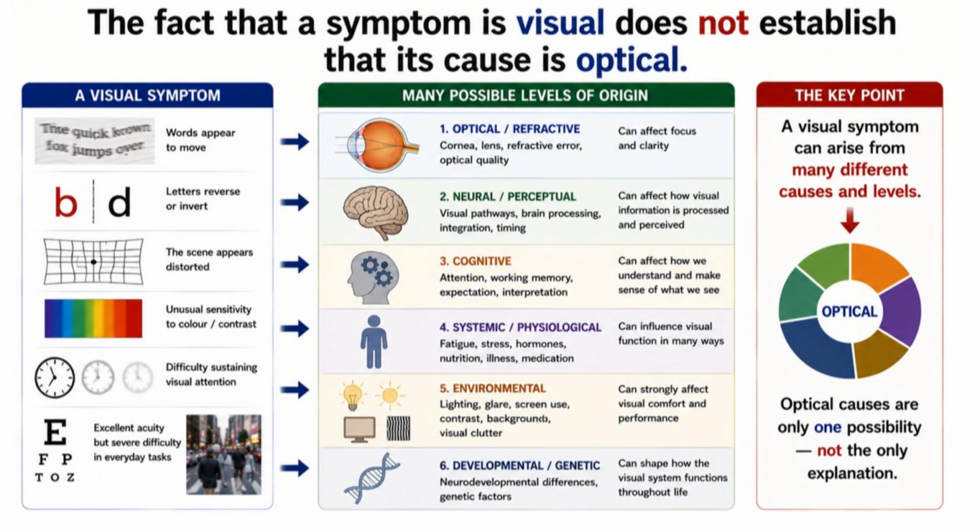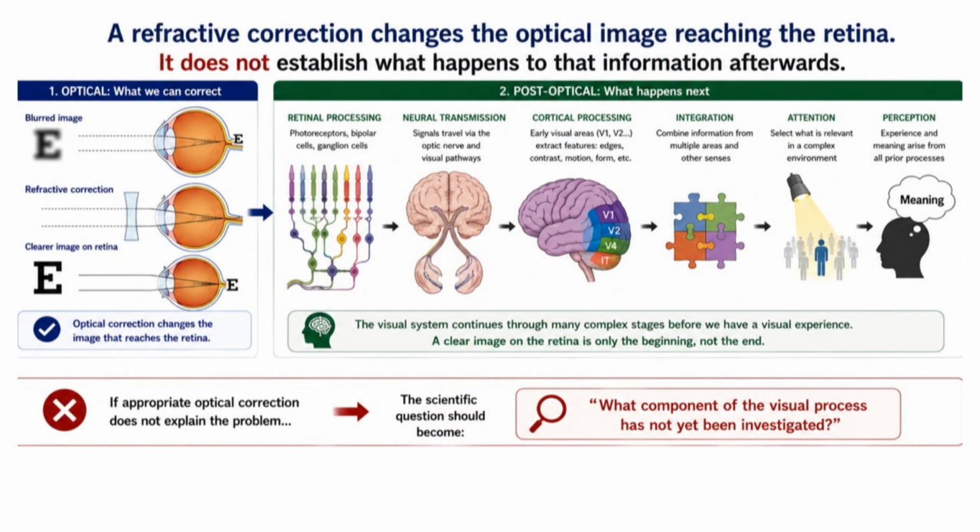These symptoms cannot simply be assumed to be refractive because they occurred during visual activity. The fact that a symptom is visual does not establish that its cause is optical. A refractive correction changes the optical image reaching the retina. It does not establish what happens to that information afterwards. The visual system continues through retinal processing, neural transmission, cortical processing, integration, attention and perception. Therefore, when an appropriate optical correction does not explain the problem, the scientific question should become: what component of the visual process has not yet been investigated?